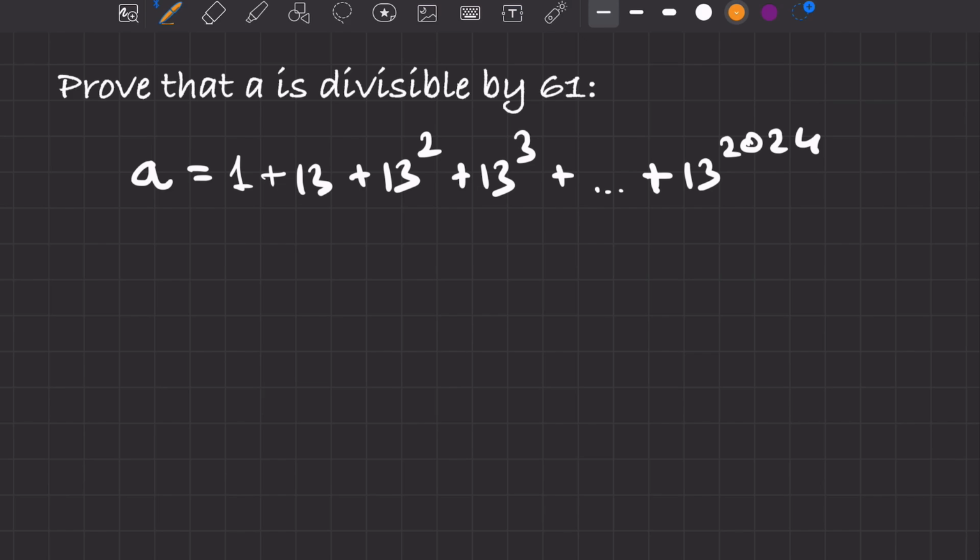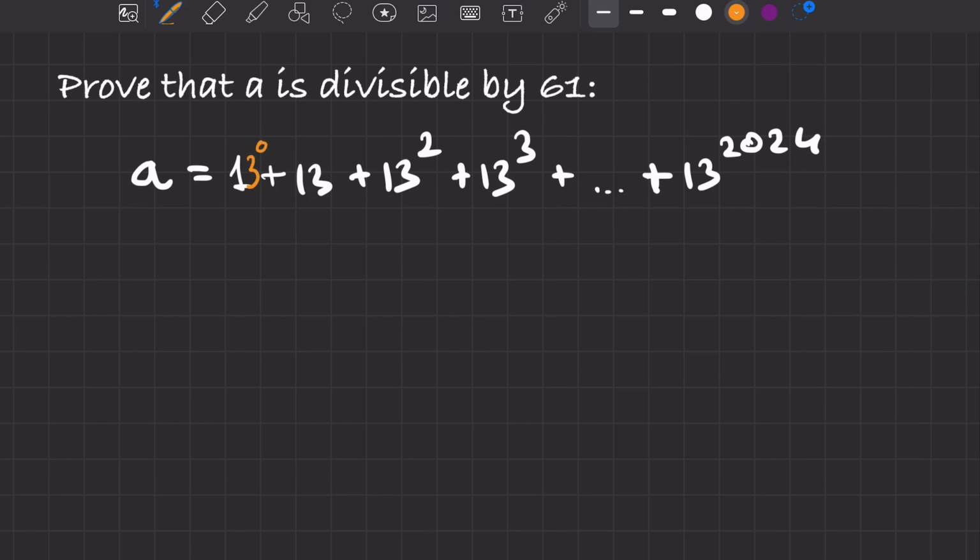Prove that A is divisible by 61, where A is 1 plus 13 plus 13 squared plus 13 to the power of 3 plus, and so on, plus 13 to the power of 2024. Whenever we get problems like these, we first need to count the terms.